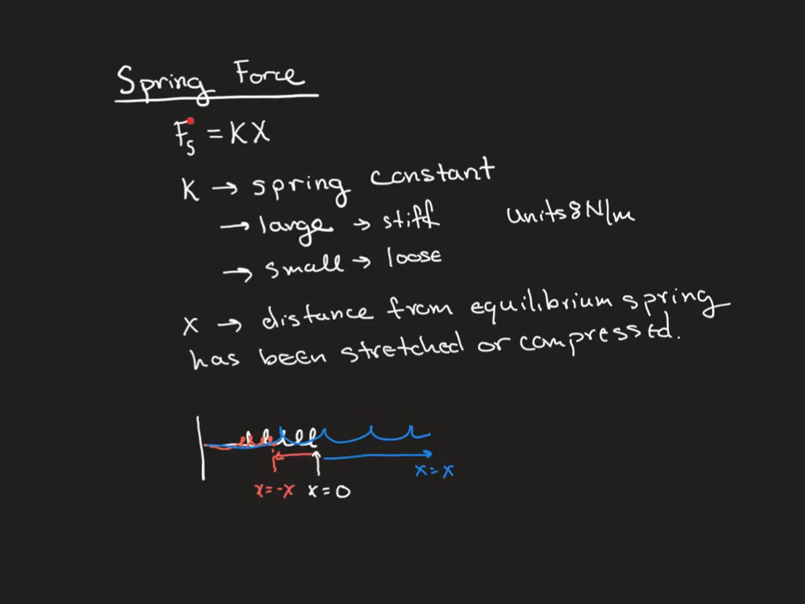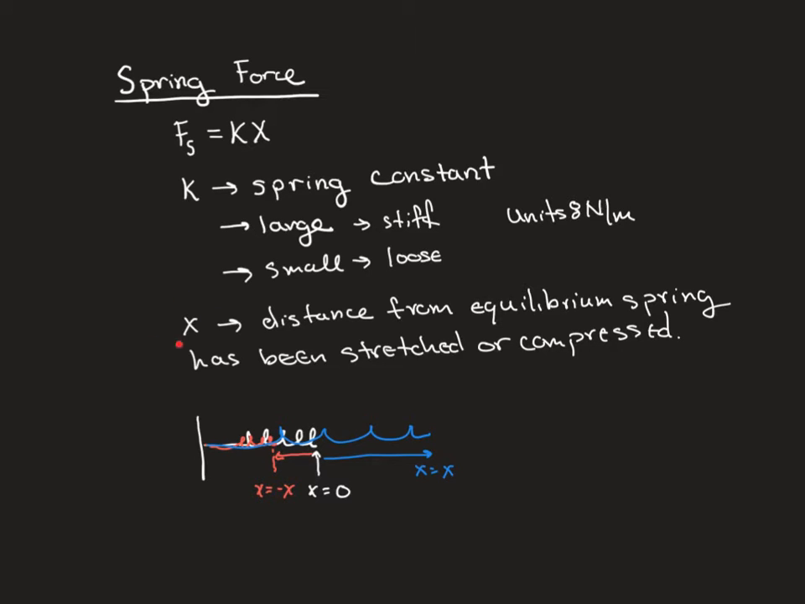So the spring force is calculated by K times X, where K is the spring constant. And this is a constant inherent to the spring itself. So a very stiff spring is going to have a large spring constant, and a very loose spring is going to have a small spring constant. And these can range anywhere from a couple of newtons per meter all the way up to tens to hundreds of thousands, depending upon something like a braking system that needs a really stiff spring in order to prevent a lot of wiggle once you try to stop.